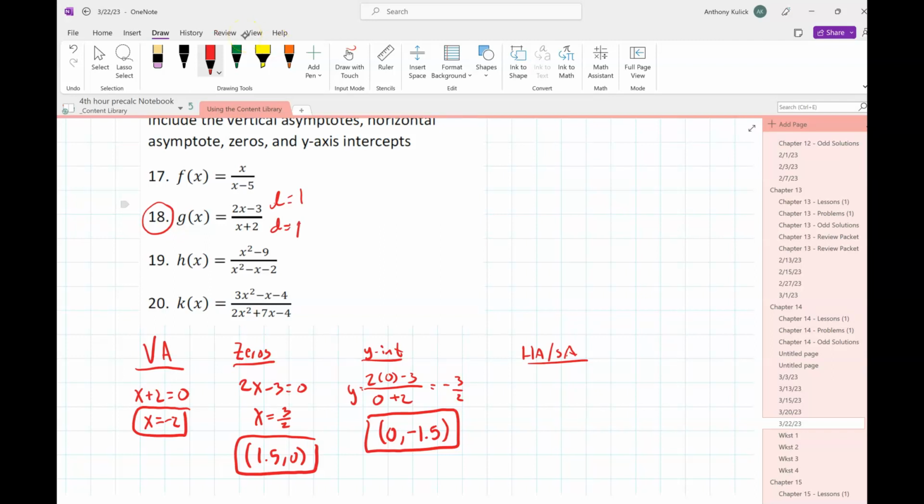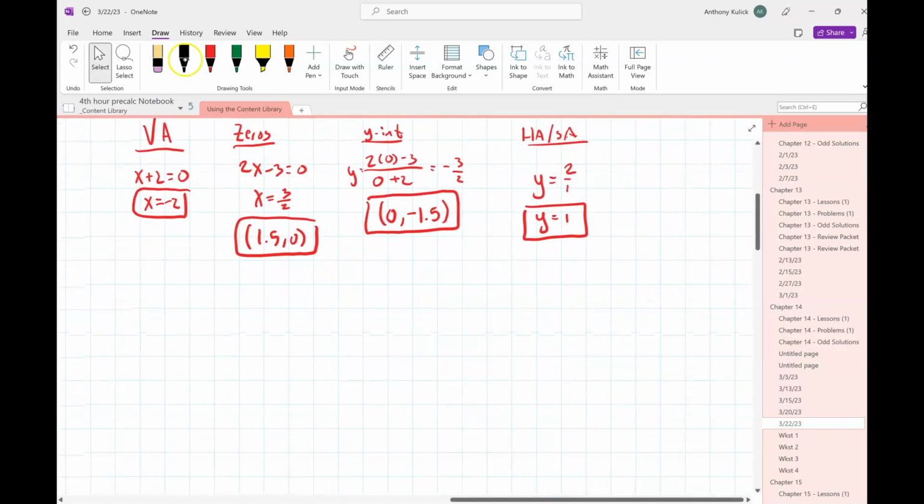Stop talking, please. Thank you. When we have equal degrees, we find a horizontal asymptote by looking at the leading coefficient of the numerator over the leading coefficient of the denominator. So there's my key features that they asked for. Start sketching a picture out then.